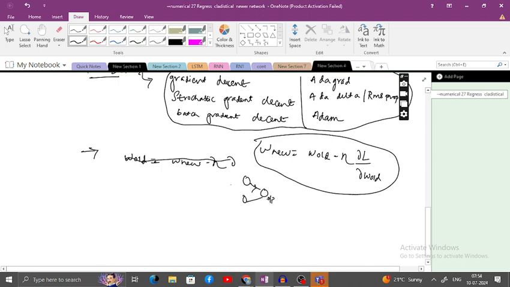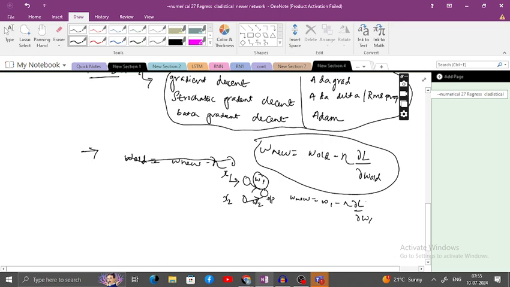So this is x1. This is x2. This is W1, this is W2. Let us say this is the W1 you need to update. So W new is equal to, I can write it like this: W1, the old weight, minus eta into dou L by dou W1.